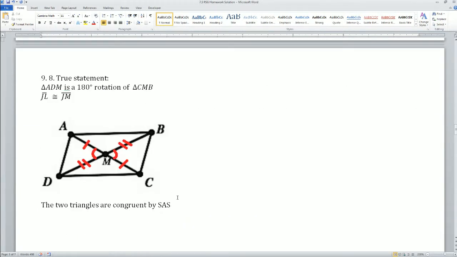9. True statement. Triangle ADM is a 180 degrees rotation of triangle CMB. This is that triangle. It flips, or it rotates 180 degrees, which is the same thing as a reflection, in this sense, a reflection over the vertical, JL. Where's JL? I do not see a JL here. Did I type it wrong? Oops, sorry. Yep. That was a copy and paste from the old question.